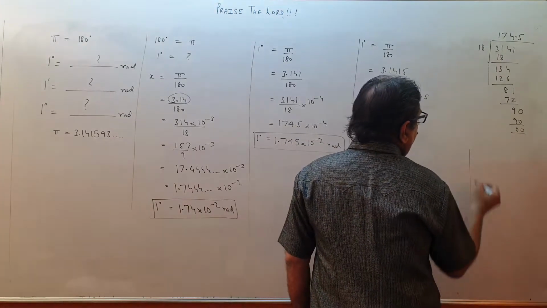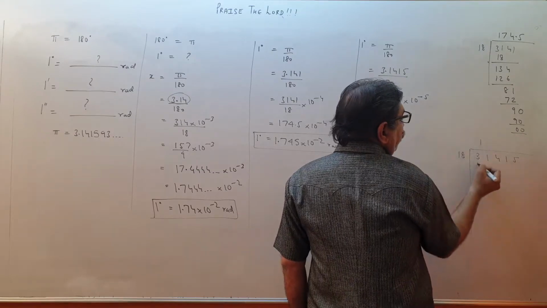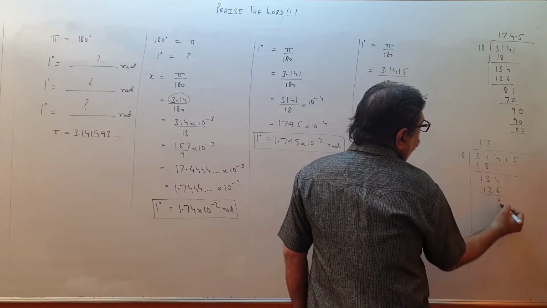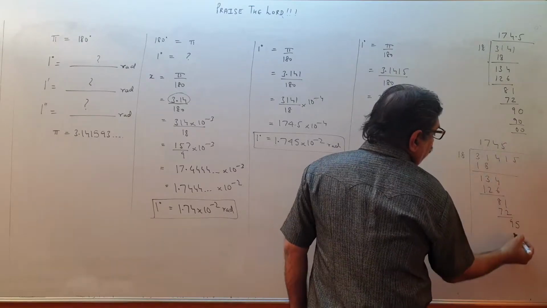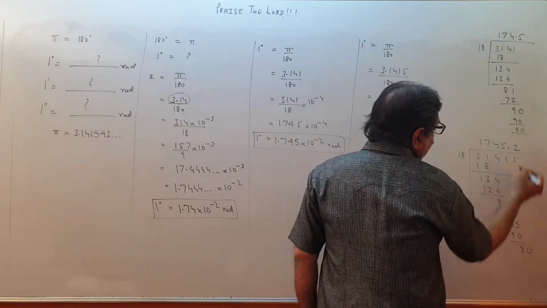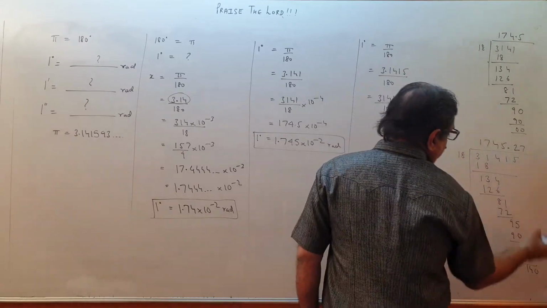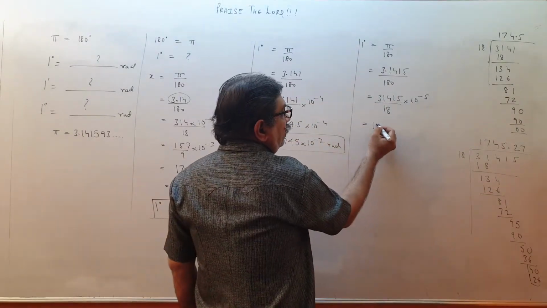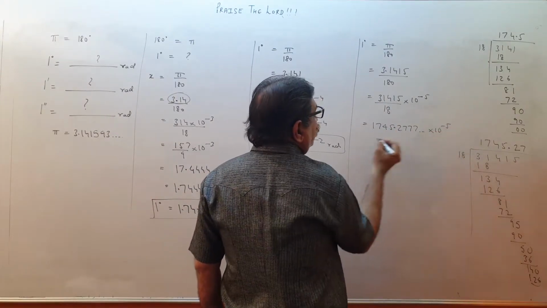Let us see, children. 31415 divided by 18. 18 ones are 18. 13 remains. In 134, 7 times, 126. 8 remains. In 81, 4 times, 72. In 95 it will go 5 times, 90. 5 remains, then 50. It will go 2 times, 36. Then 140, again it will go 7 times only. It will be 126. Then 14, 14. So it will be 174.52777 like this into 10 raised to minus 5.